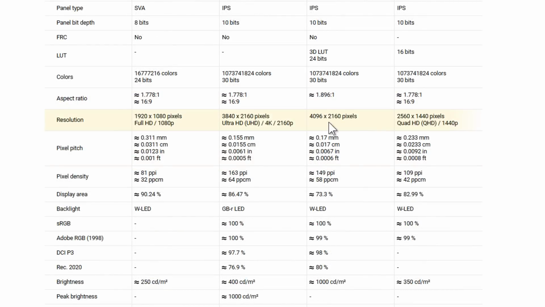And the resolution, only one of these is an Ultra HD 4K. The other one at 4096x2160 is what they call Cinema 4K. It's very similar to this guy, but just a little bit wider. And the other one, QHD, is another very popular 16:9 format. Notice that the Samsung, the 8-bit one, is 1920x1080.